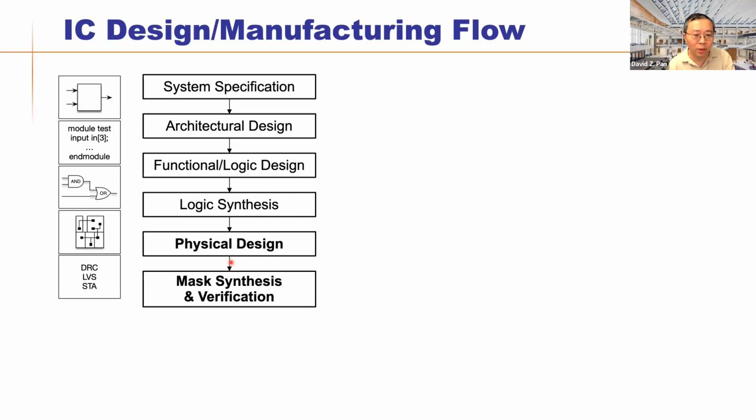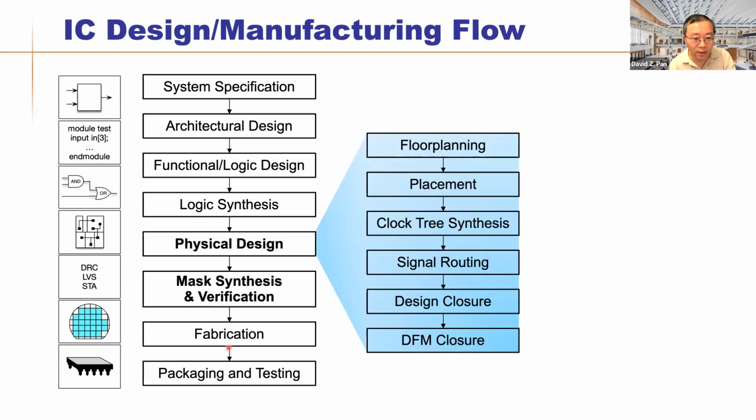And also nowadays, when you are doing routing, you typically have many routing layers, maybe 10, 15 metals to finish all the routing. And then you have to generate the mask and do mask synthesis and verification. Then you fabricate, right? And then you package the chip, right?